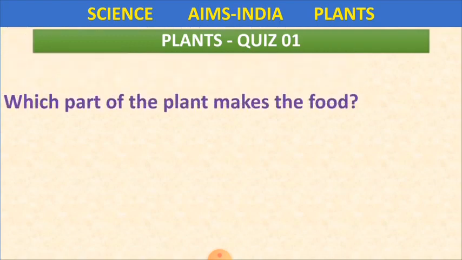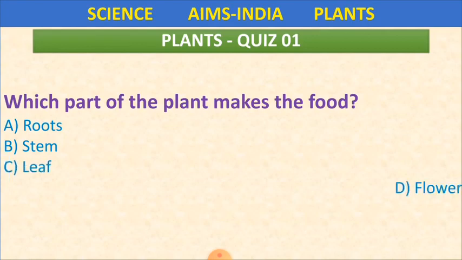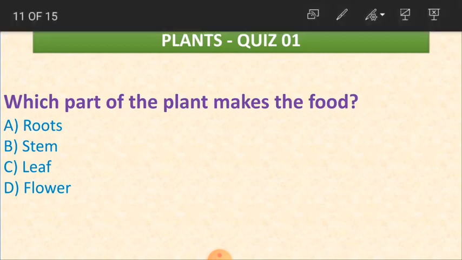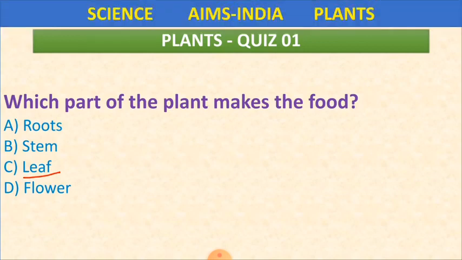So this was another question here. Which part of the plant makes food? What did we learn? What makes food through the process of photosynthesis? Yes, it is leaf. Leaf helps the plant in making the food. Okay, children? Yes.